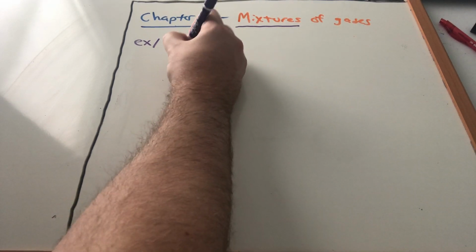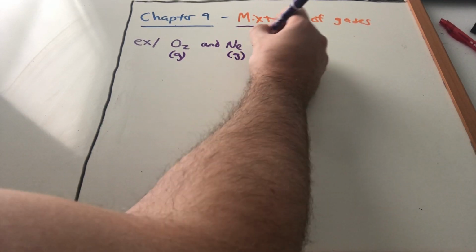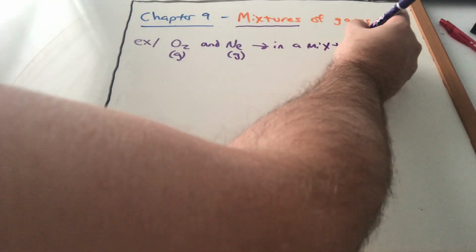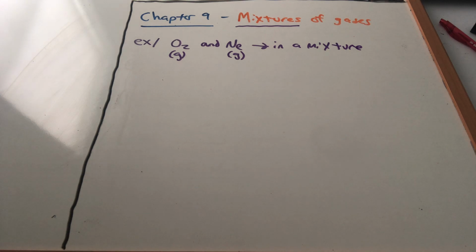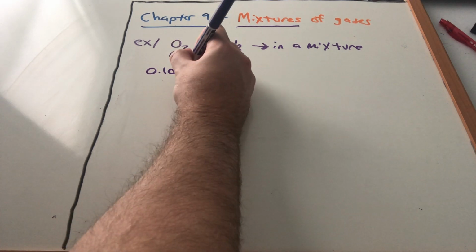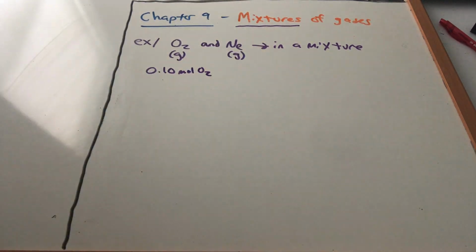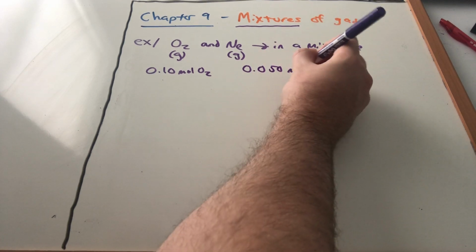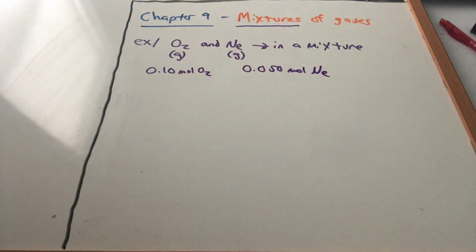All right, and they're both gases, and they're in a mixture. Now, I'm going to give you some properties of that mixture. And like I said, we're kind of going to do this problem in two different ways. So in that mixture, we have 0.10 moles of oxygen gas. And in that mixture, we have 0.050 moles of neon.